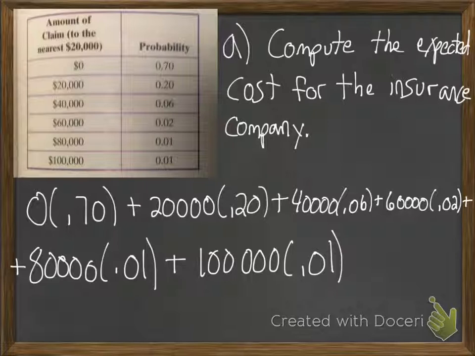So now you can just head over to a calculator, add all those up, and when we total that all up, we should get $9,400. So it's going to cost them $9,400 for each person they cover.